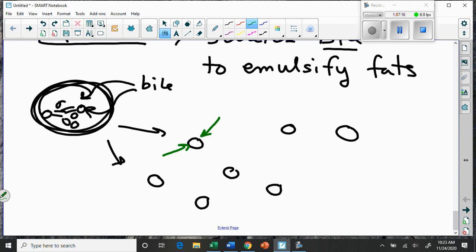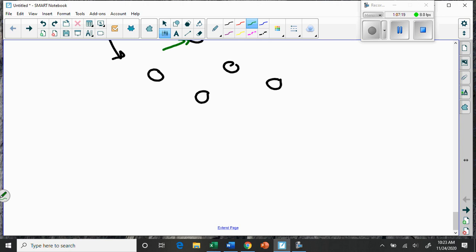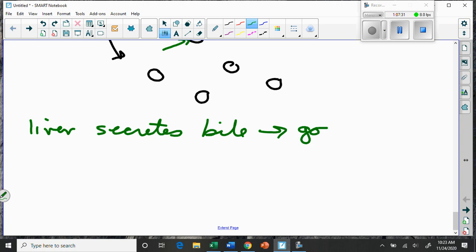Now, we don't secrete this steadily. What the liver does is secrete the bile, and the bile then goes through a small tube to the gall bladder. Another word for this bile is gall. In the old days, we used to call this gall. It goes to the gall bladder.